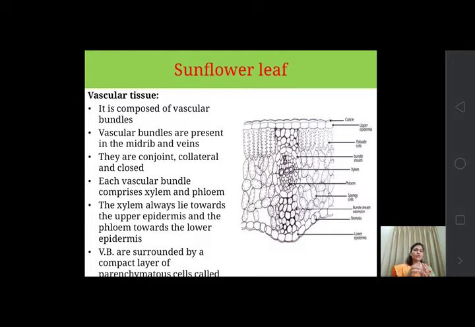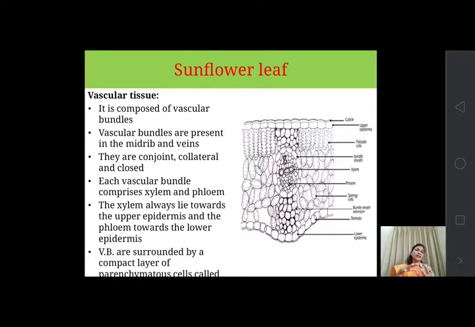So this vascular tissue is of conjoint, collateral and closed type. Xylem is present towards the upper epidermis and phloem is present towards the lower epidermis. Only xylem and phloem are present, and they are surrounded by a protective covering known as the bundle sheath. Okay, and this bundle sheath is again protected by somewhat thick walled cells. It is only present in the midrib portion, and not on the other surface, that is in between these veins, the lamina surface, which contains the palisade and the spongy parenchymatous tissues.